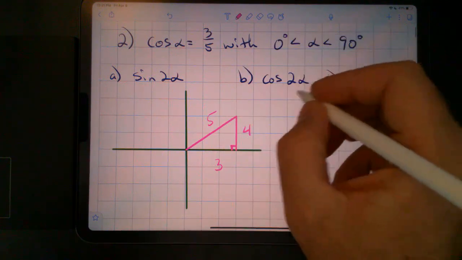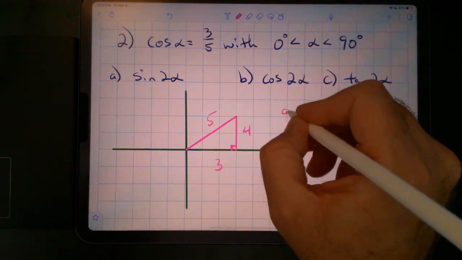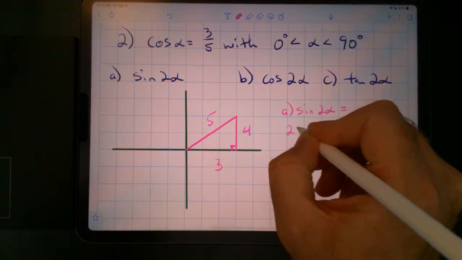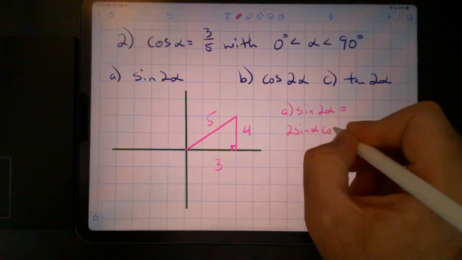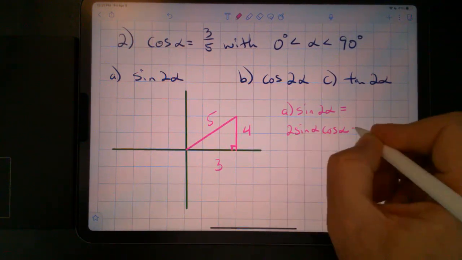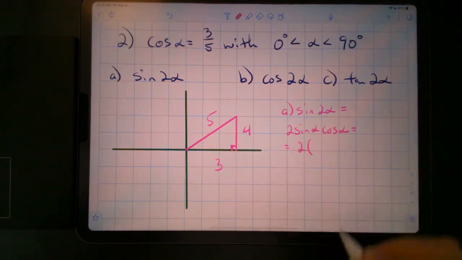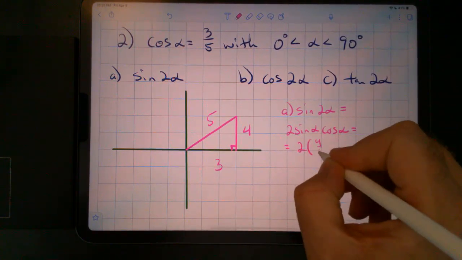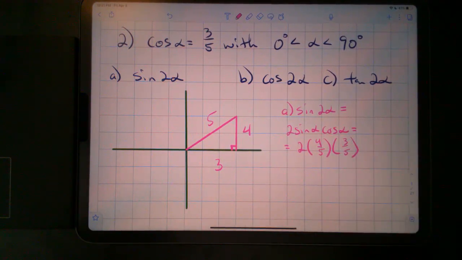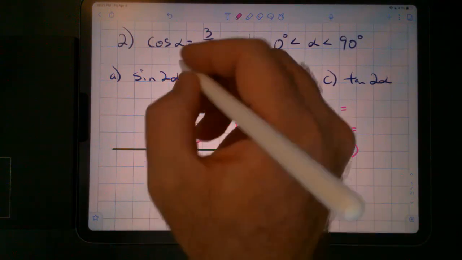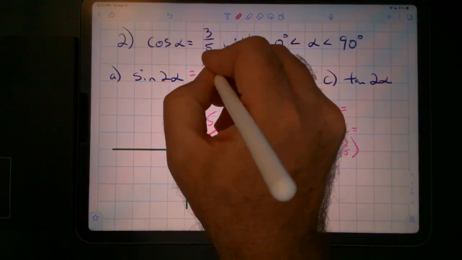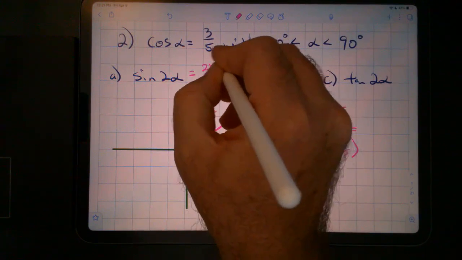Now, the sine of 2 alpha is equal to 2 sine alpha cosine alpha. And so this is going to equal 2 times sine alpha, which is 4 over 5, times cosine alpha, which is 3 over 5. And so this is equal to 24 over 25.